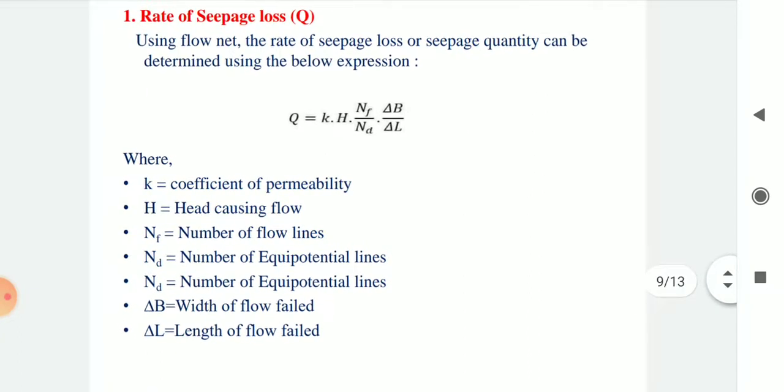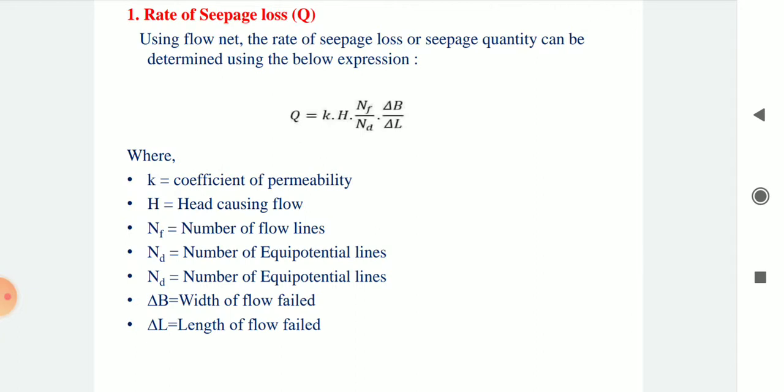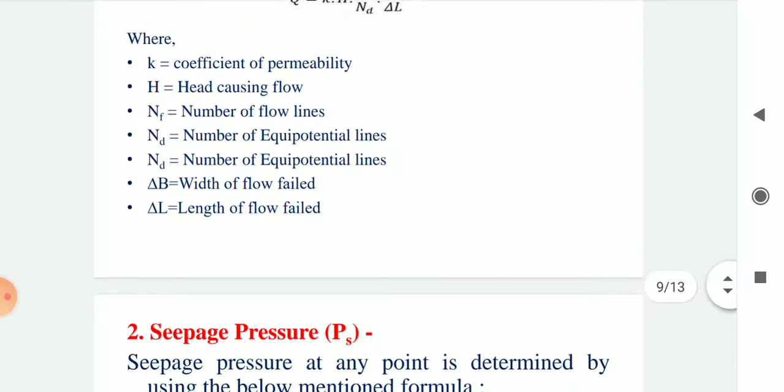Using flow net, the rate of seepage loss or seepage quantity can be determined using the expression Q = K × H × (NF/ND) × (ΔB/ΔL), where K is the coefficient of permeability, H is the head causing flow, NF is the number of flow lines, ND is the number of equipotential lines, ΔB is the width of the flow field, and ΔL is the length of the flow field. This is the first.